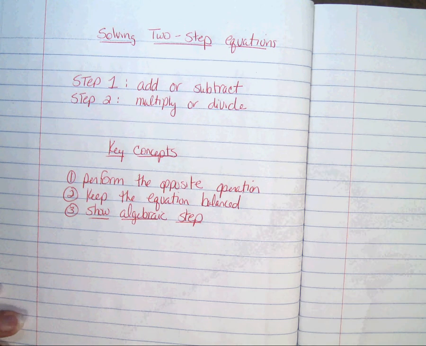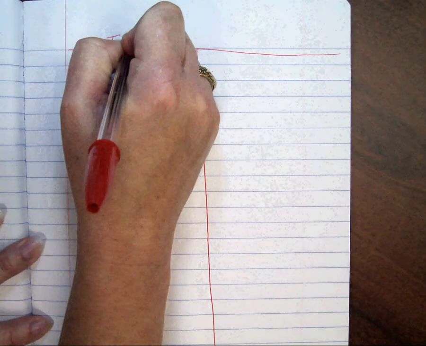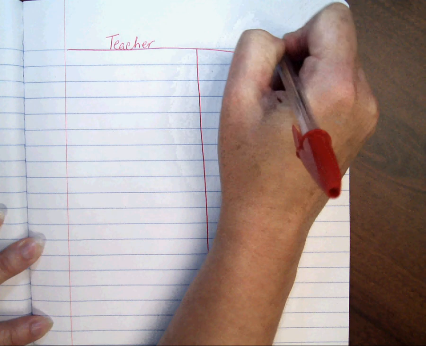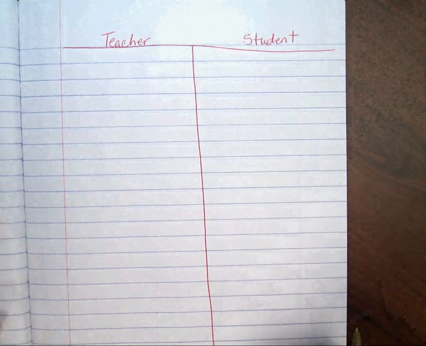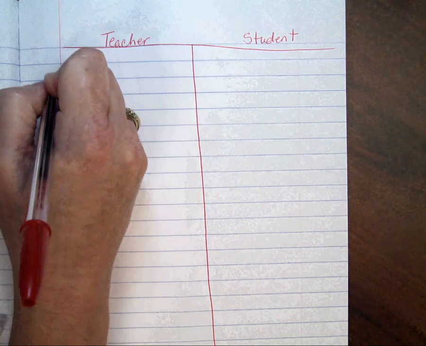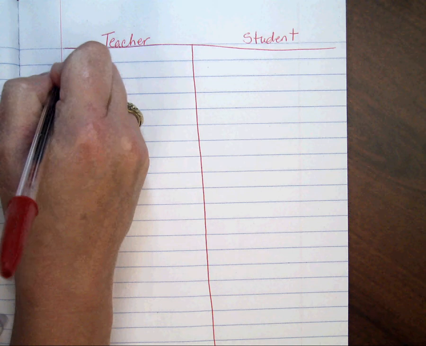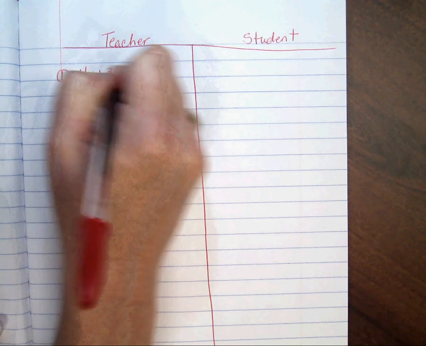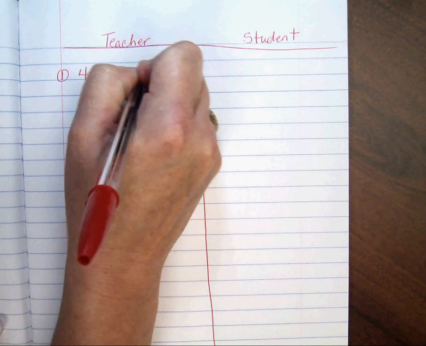And then when you've gotten them written down, go over to the other side of page 19 and give yourself your two columns, teacher, student. And let me show you how these steps look. First one. 4x plus 3 equals 15.